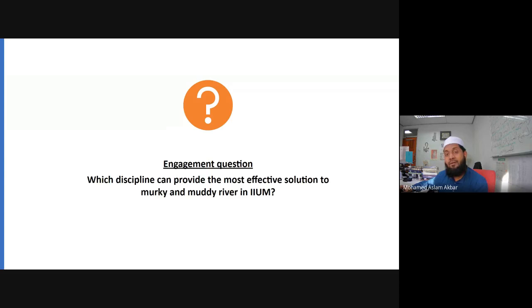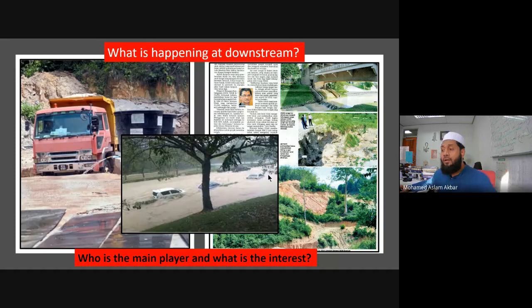So this is what I'm trying to ask, to make sure that you are familiar with what we are talking about. Which discipline can provide the most effective solution? Okay, keep that in mind. I will come back to answer those questions, inshallah. So this is what is actually happening: who is the main player and what is the interest?